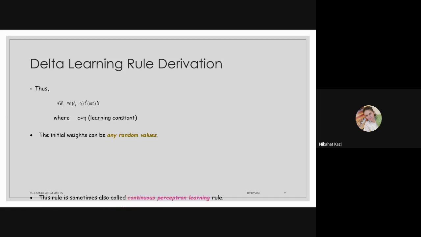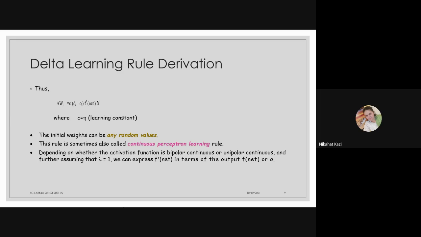Initial weights can be any random values. So your network, you can initialize with any random weights. And this rule is also known as a continuous perceptron learning rule, because it was introduced to remove the drawbacks of the binary perceptron model. So it's a continuous perceptron learning rule.